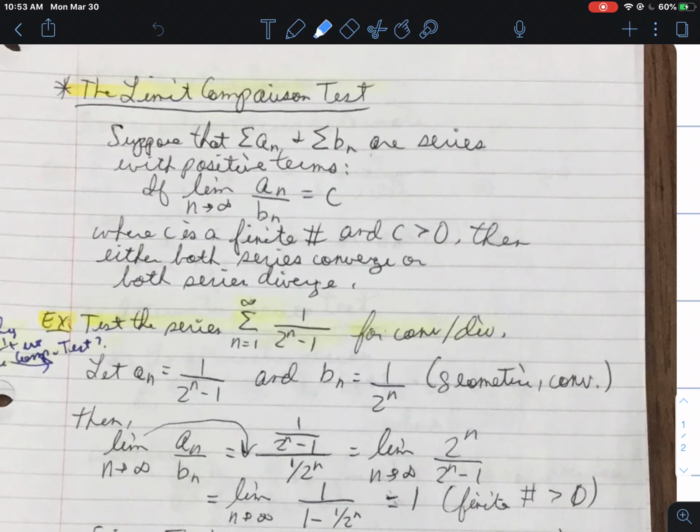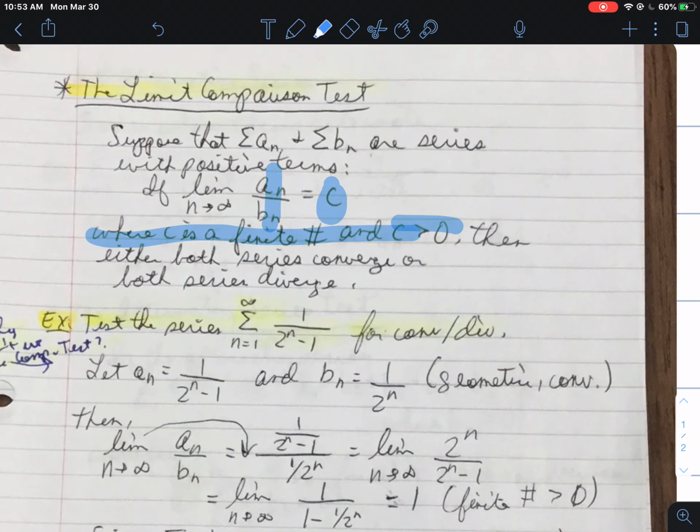so I'm looking at the ratio of the terms of our series to those of a known series. And if the limit of their ratios is equal to a positive constant, then the limit comparison test says that either both series converge or both series diverge. In other words, they either both have to be convergent or both divergent if this limit is a positive constant.